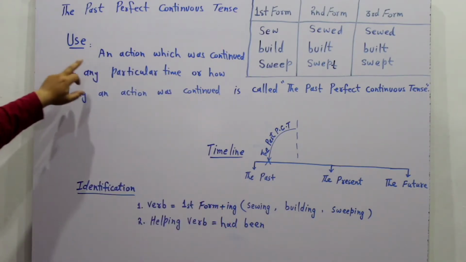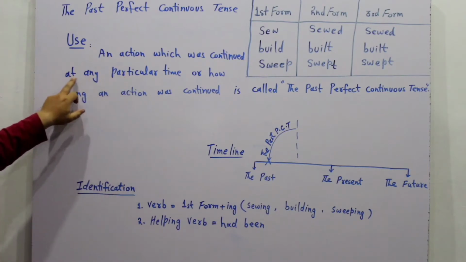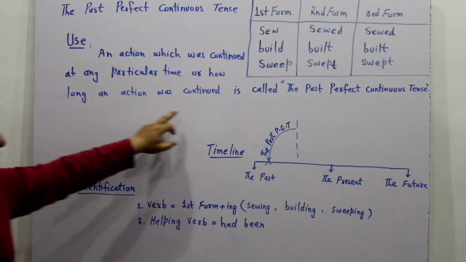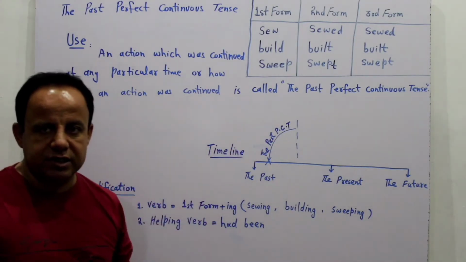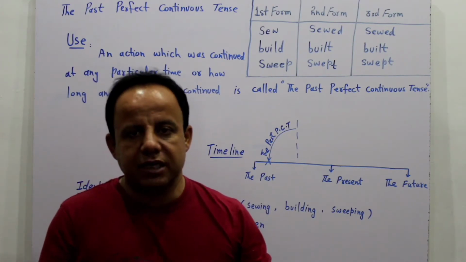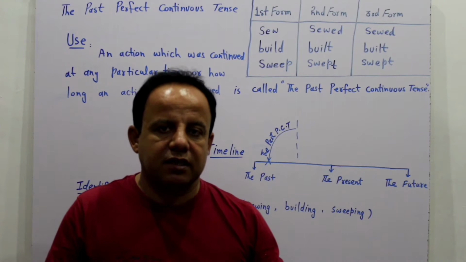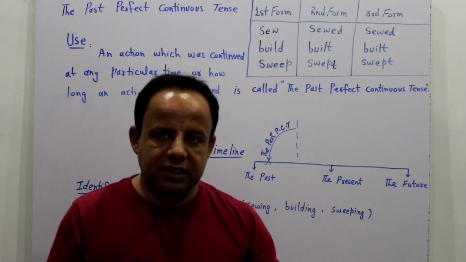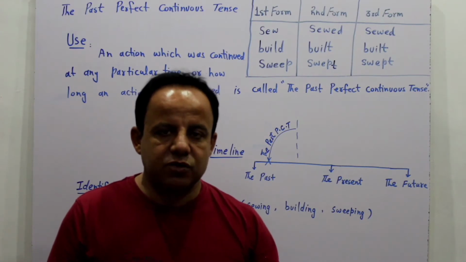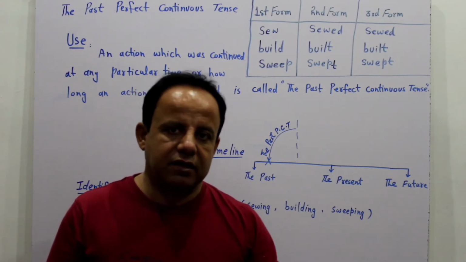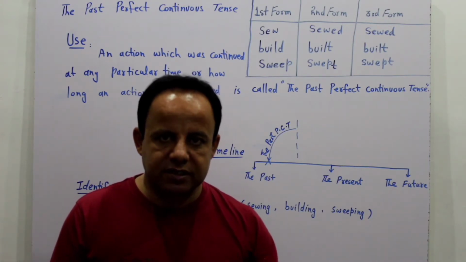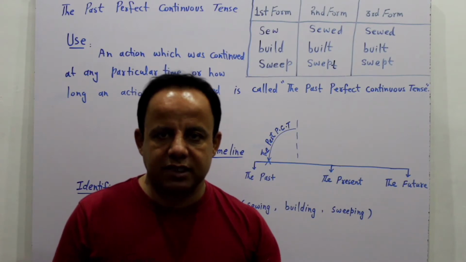Use of an action which was continued at any particular time, or how long an action was continued, is called the past perfect continuous tense. It is the same way like we have studied about the present perfect continuous tense. Here the action was continued at any particular time. So here also we show the period or the point of the time in this tense, as we have mentioned in the present perfect continuous tense. You might have studied more about since and for as well.